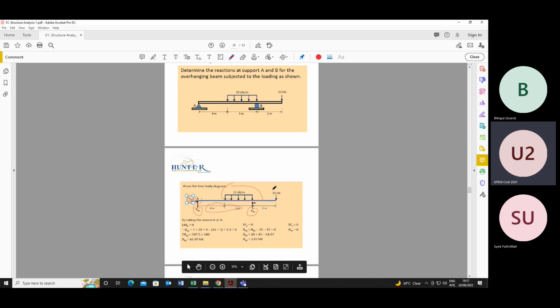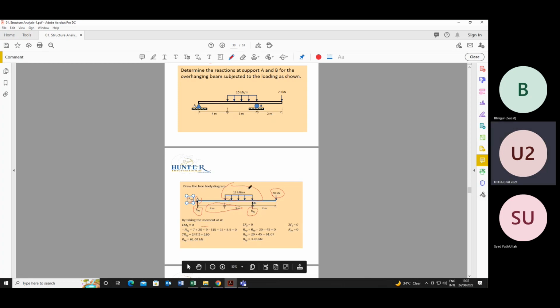Now let's take the 20 kilonewton. 20 kilonewton will be considered as positive because it tends to rotate the member in clockwise direction. So 20 into what is the distance? 4 plus 3 plus 2, that is 9. So it will be 20 into 9.